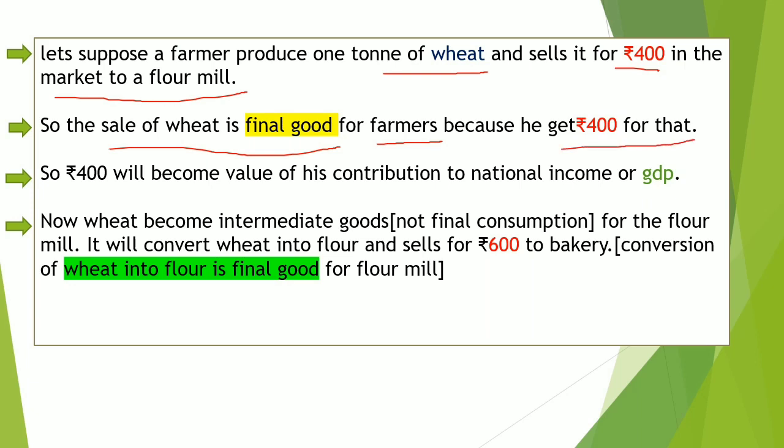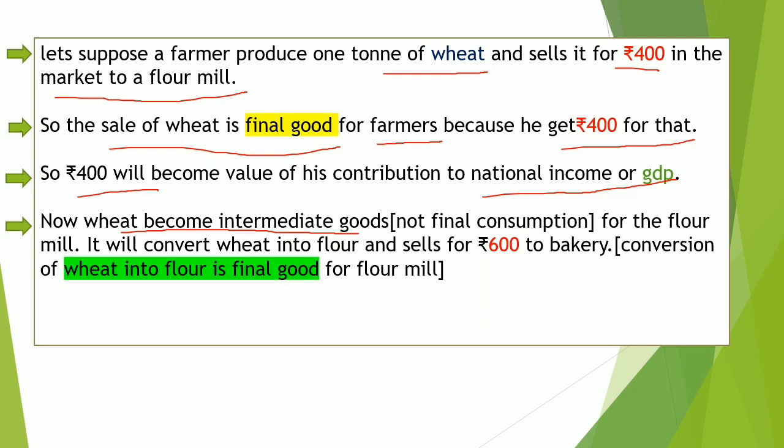So the 400 will become the value earned by the farmer, and when the value is earned by an individual, that value becomes a part of national income or GDP. The farmer is selling the wheat for 400 to a flour mill. Now wheat becomes the intermediate good for the flour mill, because it is the raw wheat got by the flour mill.